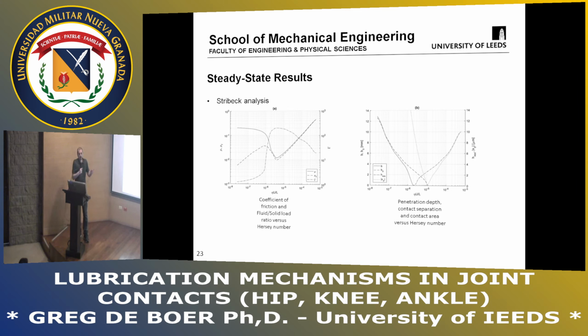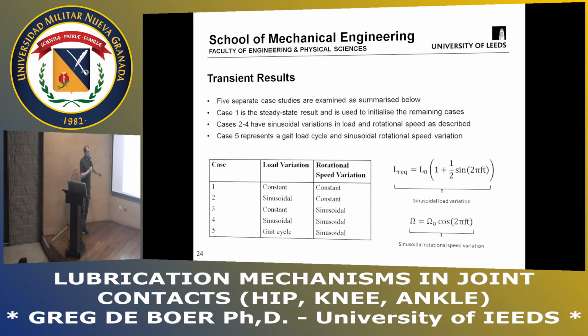But this is steady state. So this assumes that we're working at a constant speed and a constant load, which is not true in a natural joint. So this is just a mock-up of what would happen in this type of problem if you were able to analyze it under steady conditions. That then leads us to looking at the transient problem. To do this, what we did was we looked at solving the time-dependent problem for several cases.